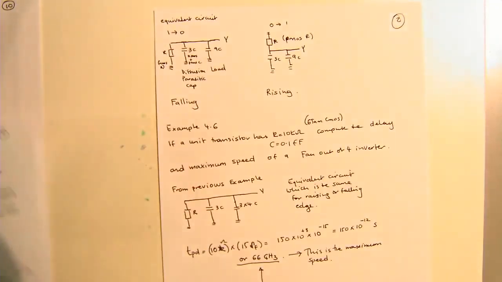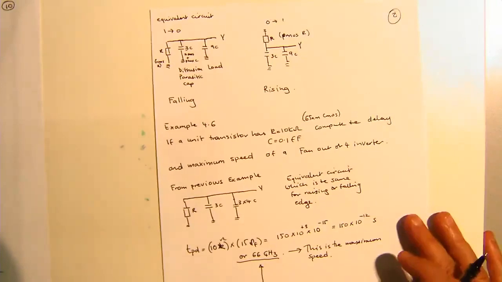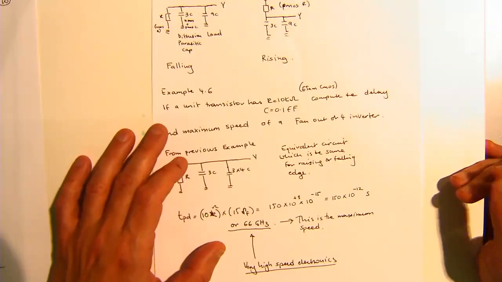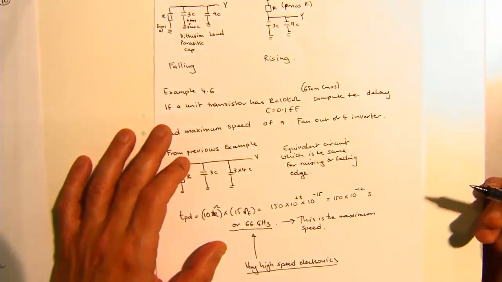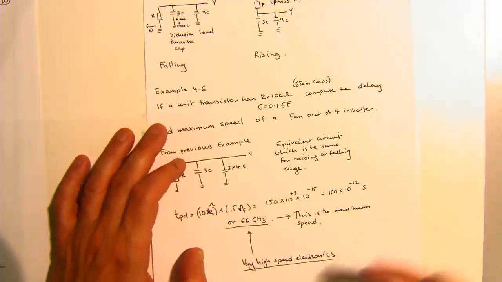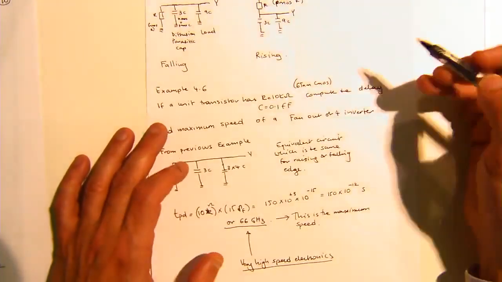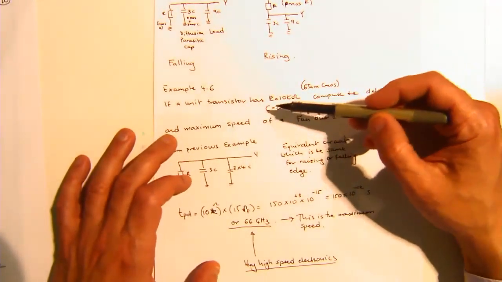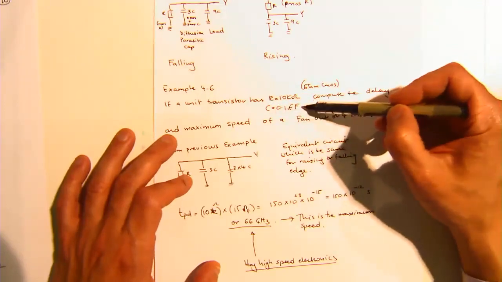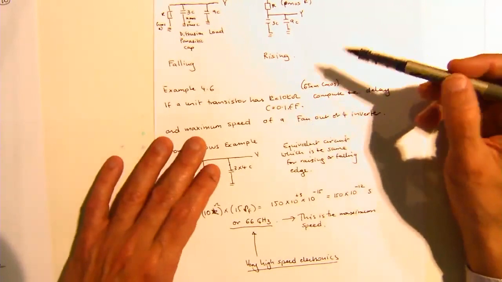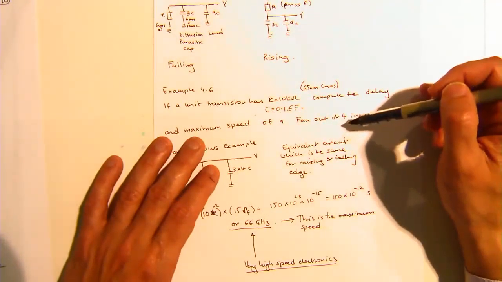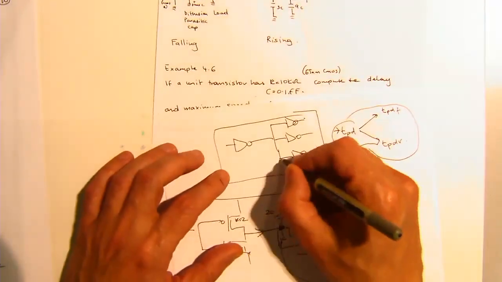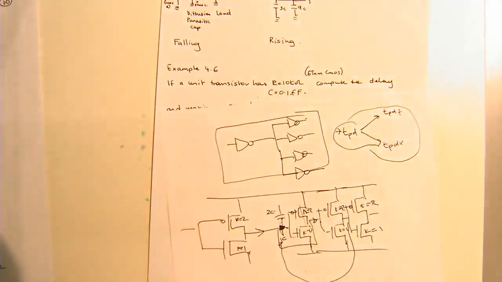Okay, now a little bit of fun. Suppose you had a unit transistor on a 65 nanometer process, and you can actually work all this out. But suppose I told you that the resistance was 10 k ohms, and the capacitance was 0.1 femtofarads. What's the maximum speed that you can get for a fan out of 4 inverter? And by a fan out of 4, I mean this situation. How fast can I run that?